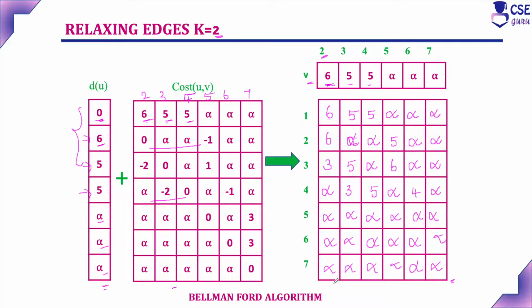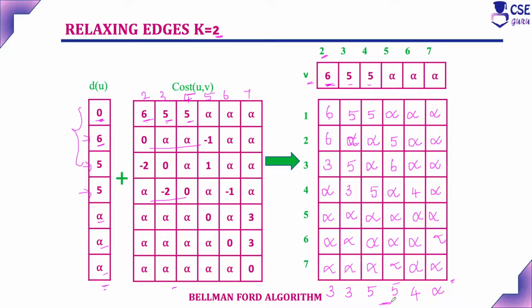So among these, which one is minimum? 3 is minimum. Next, for vertex 3, 3 is minimum. For vertex 4, 5 is minimum. For vertex 5, again 5 is minimum. For vertex 6, 4 is minimum. For vertex 7, there is no value, so infinite. So this is the new shortest distance we got from the source vertex to all other vertices by relaxing the edges, k equal to 2.